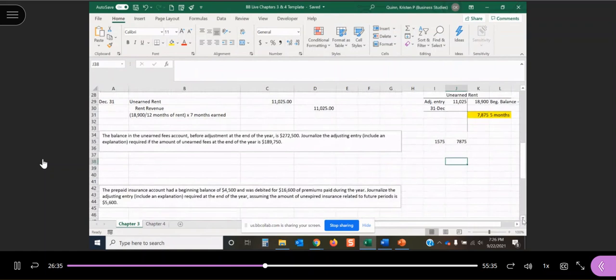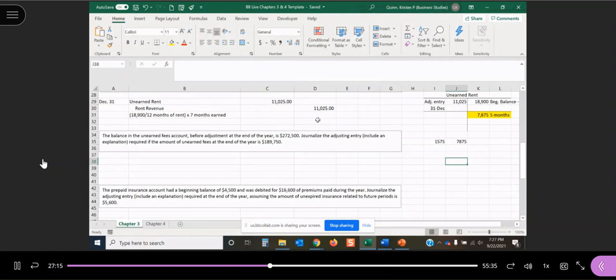We're going to do another one with unearned fees. And again, this is kind of getting back to the phrases that I were talking about in those PowerPoint presentations. So this one tells us the balance in the unearned fees account before any adjustment at the end of the year is $272,500. And journalize the entry required if the amount of unearned fees at the end of the year is. So when that statement is made, the amount of unearned fees at the end of the year is, and they give a value, that value is how much the company still owes in services to someone else.